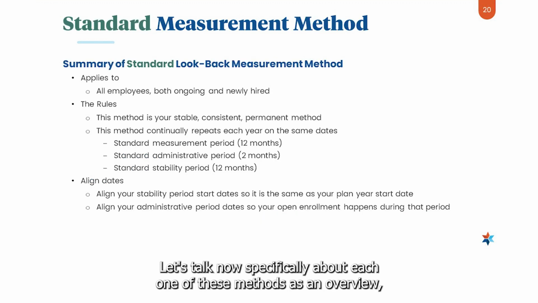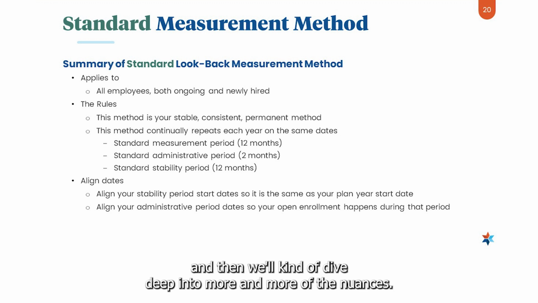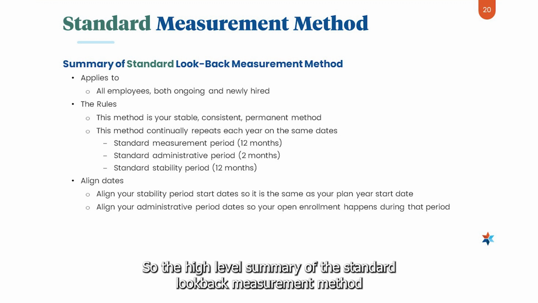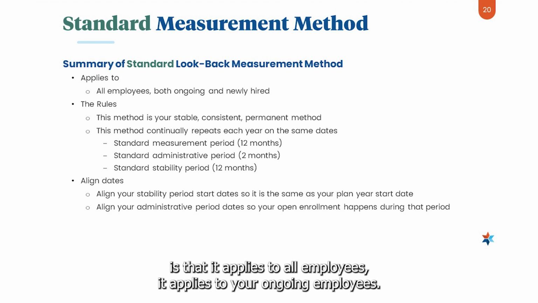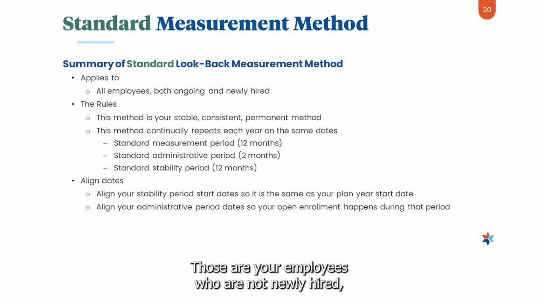Let's talk now specifically about each one of these methods as an overview, and then we'll dive deeper into more of the nuances. So the high-level summary of the standard look-back measurement method is that it applies to all employees. It applies to your ongoing employees, those who are not newly hired. And it also applies to your newly hired employees. So this is your stable, consistent, permanent method. This method continually repeats each year on the same dates.